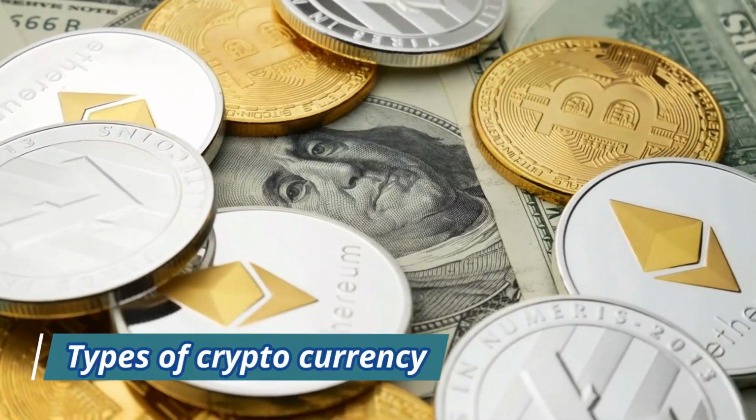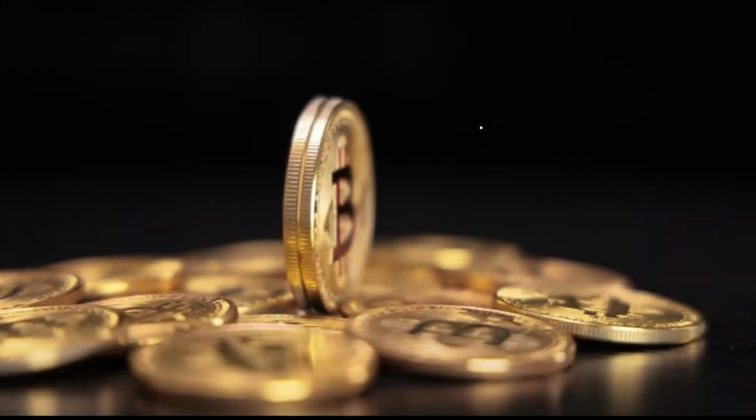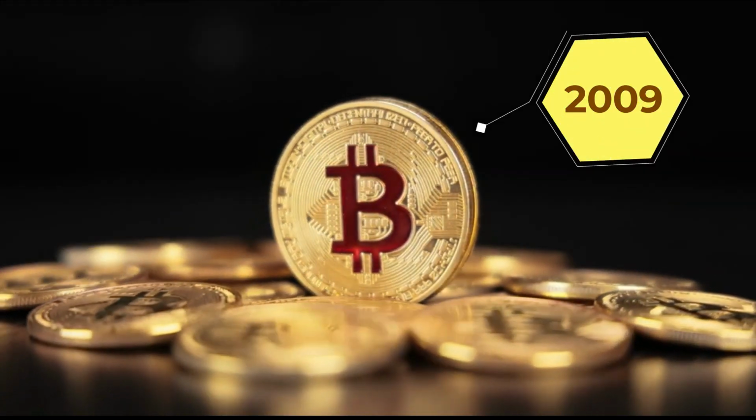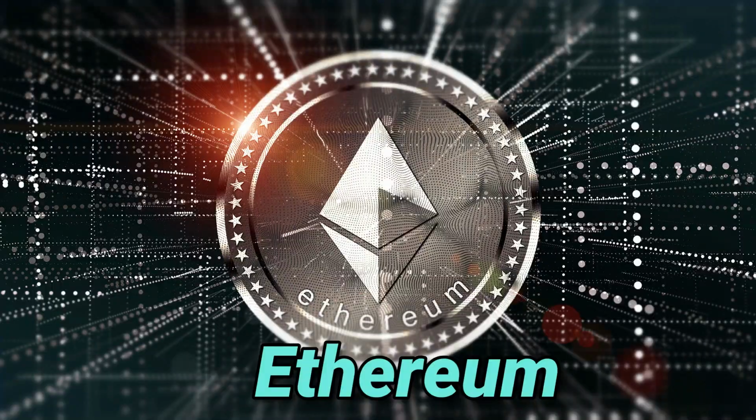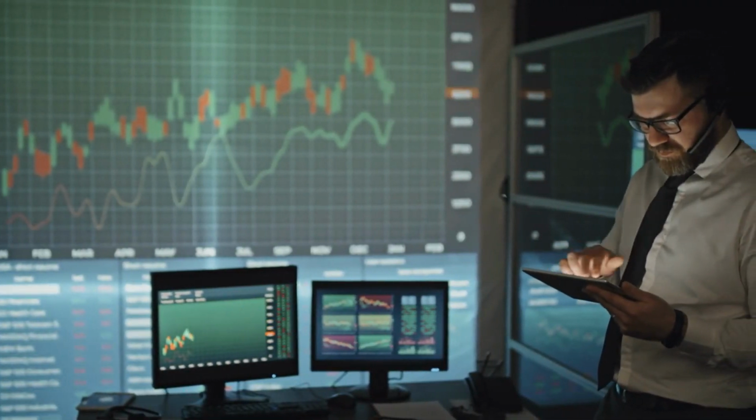There are so many different types of cryptocurrency. Each has its own different features and functions. The most popular type of cryptocurrency is the first one, which is Bitcoin. It was created in 2009. Other types include Ethereum, Litecoin, XRP, IOTA. There's so many out there, and each has its own particular use case.